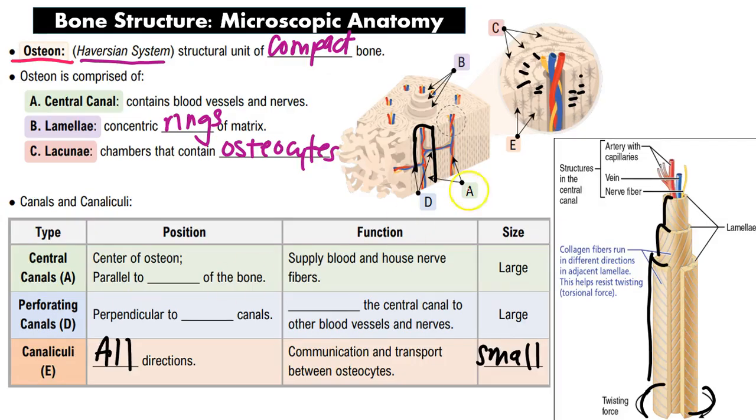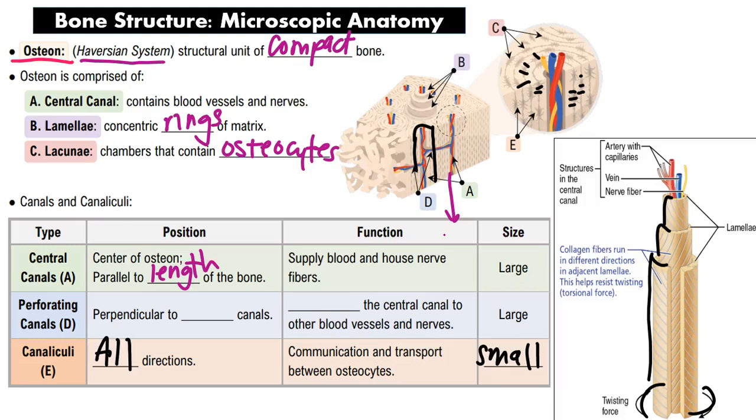Now, let's get into other types of canals. Well, first we have the central canal, which we already talked about, and that's going to be parallel to the length of the bone. So here, this can go all the way down depending on how long that bone is, and it's going to be parallel to that length, and that's where you see those central canals.